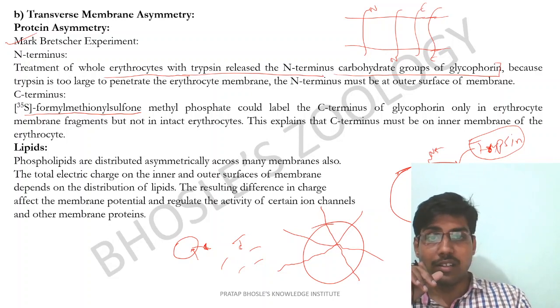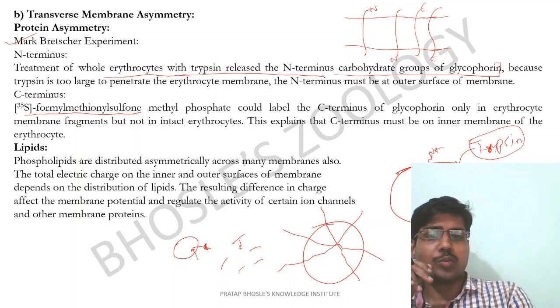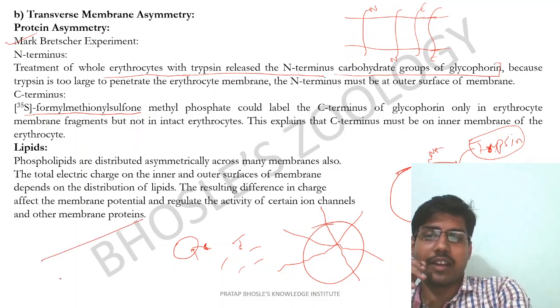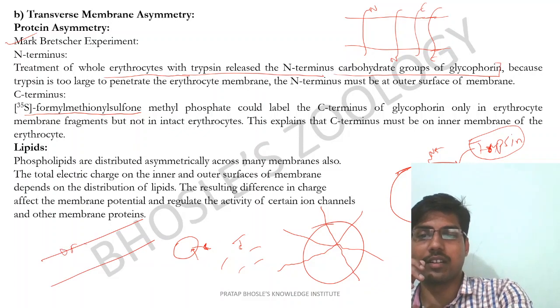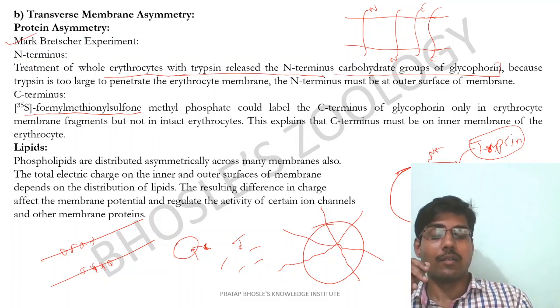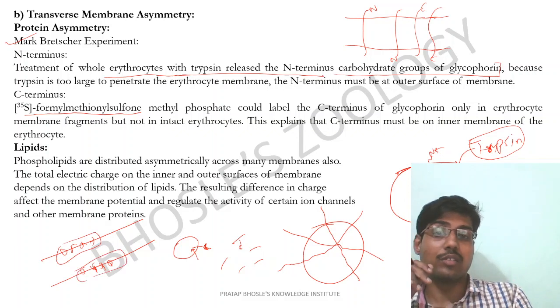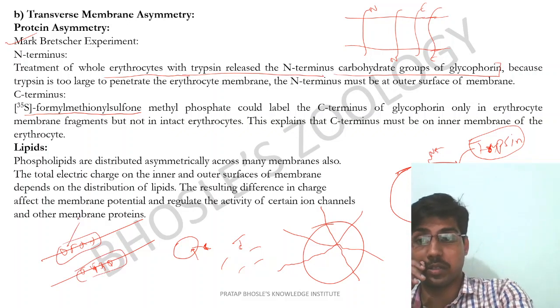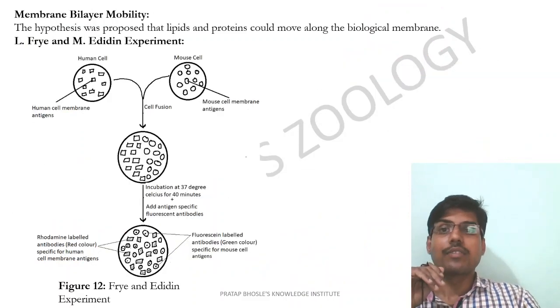And in case of the lipids, the phospholipids are distributed asymmetrically across the transverse. I said that here there are different lipids and there are different lipids on the other side, and so that is a kind of asymmetry in the bilayer. But this kind of asymmetry is required because the electric charge on the membrane depends on these lipids. So that's why this asymmetry is required. Okay. Next is the membrane bilayer mobility.